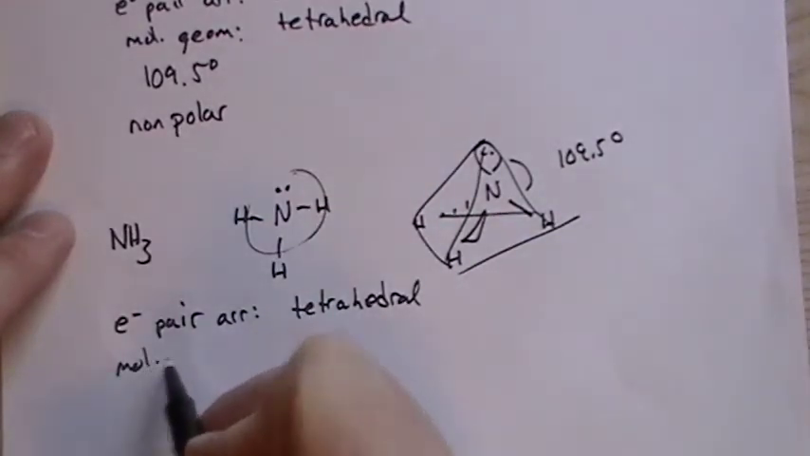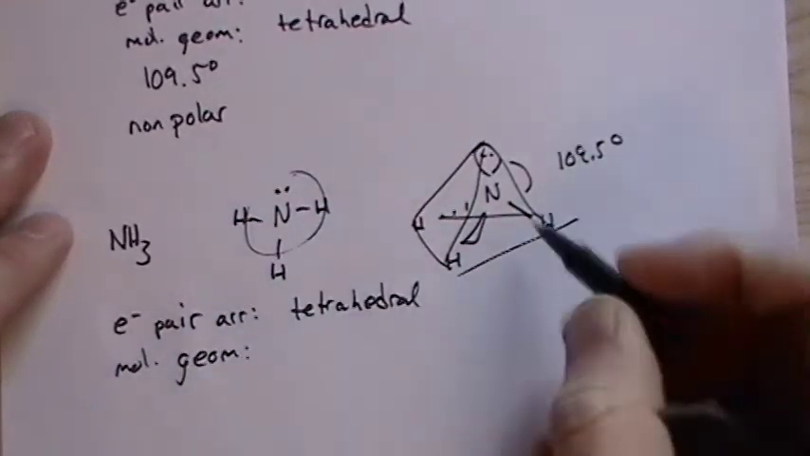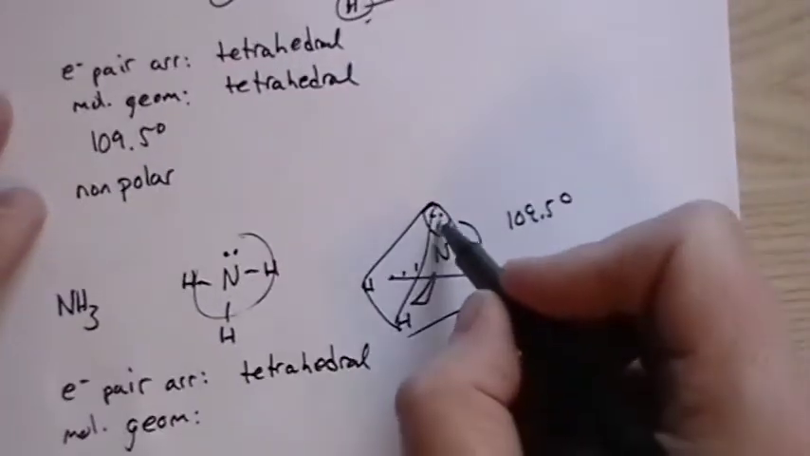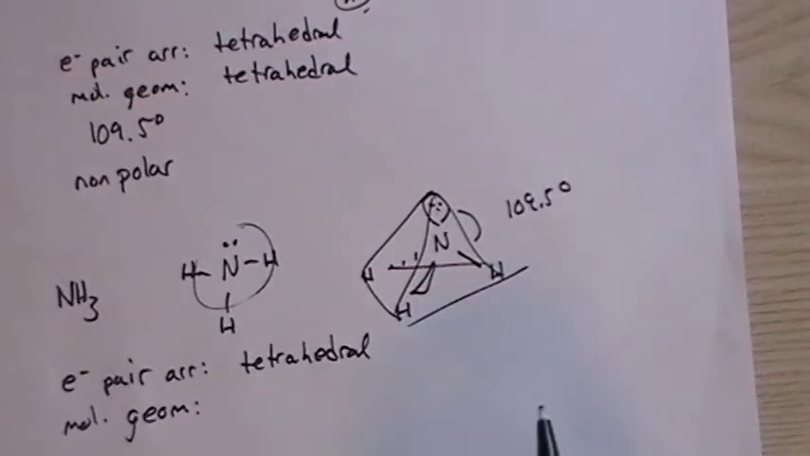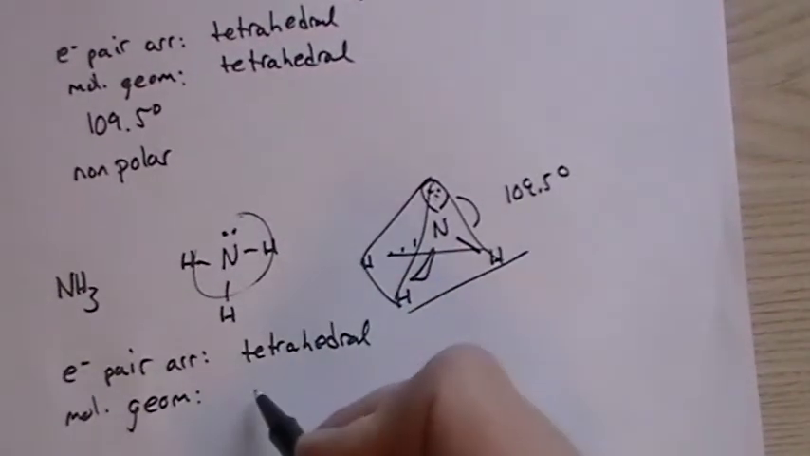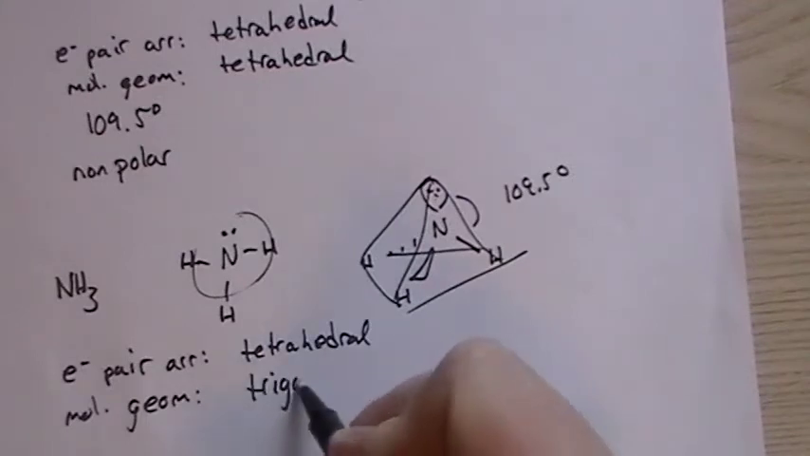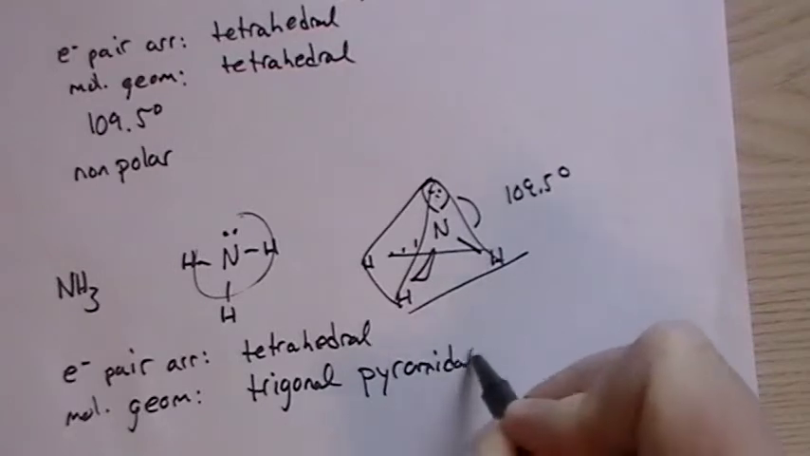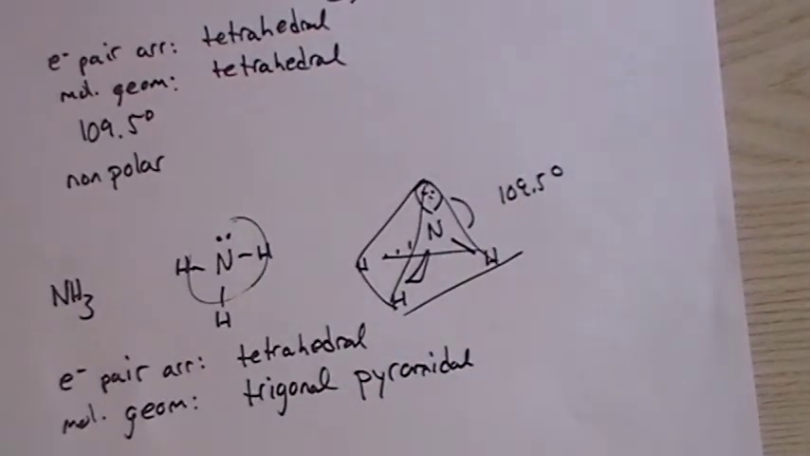The molecular geometry, though, to be tetrahedral, you need to have an atom at each vertex. Here we're missing one, so it becomes kind of a squat pyramid. And we call this one trigonal pyramidal. Sometimes I call it just a trigonal pyramid. Trigonal planar, tetrahedral, trigonal pyramidal, yep.